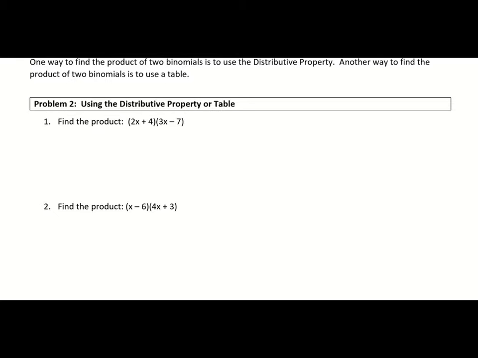So that would mean that we are multiplying these together. In order to multiply binomials together, we have to use the distributive property twice. We need to take everything from the first binomial and multiply it with everything in the second binomial. So I'm going to distribute the 2x to the 3x and 7. So 2x times 3x would be 6x squared. 2x and negative 7 would be minus 14x.